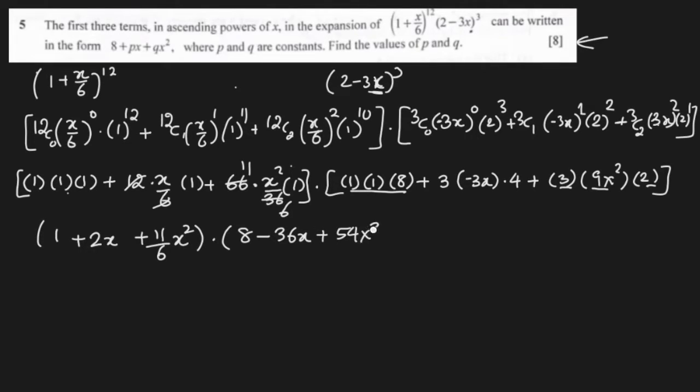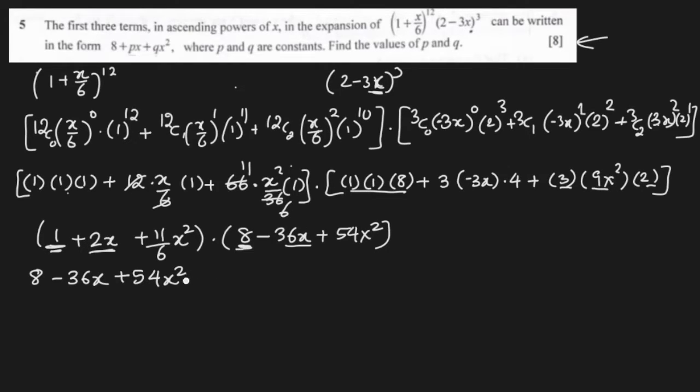Plus 54x squared. Now, they said it can be written in the form of this, where p and q are constants, find the values of p and q. They're confirming the first number is 8, and yes, we can get it: 1 times 8 is 8. Now I will not write the terms which will give me more than x squared. Let's go to 1 times 36x, which is minus 36x. 1 times 54x squared, accepted, 54x squared.